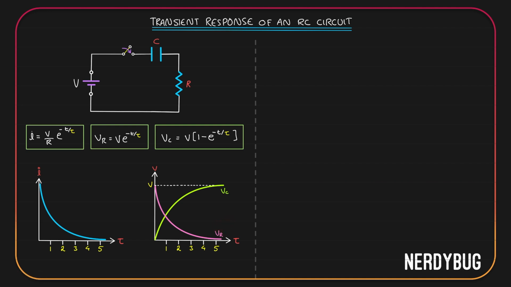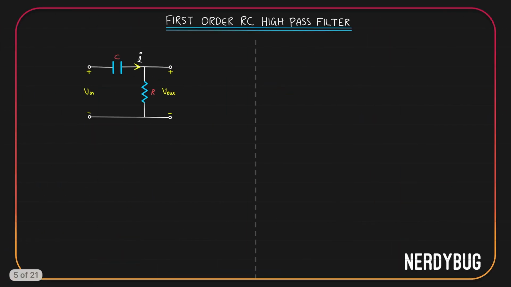Now that the concept is clear, let us go to our first wave shaping circuit, the first order RC high pass filter. It is first order because the differential equation that defines this circuit is of first order. It is a simple RC circuit. There is a resistor of resistance R. There is a capacitor of capacitance C. Input is applied over here. Output is taken across the resistor. Current flowing through the circuit is taken to be I.